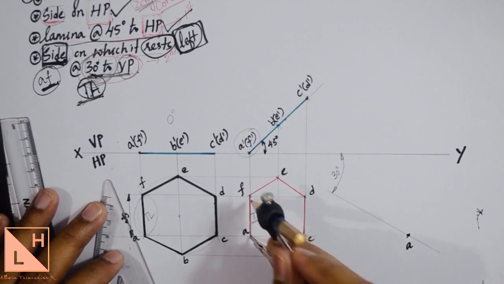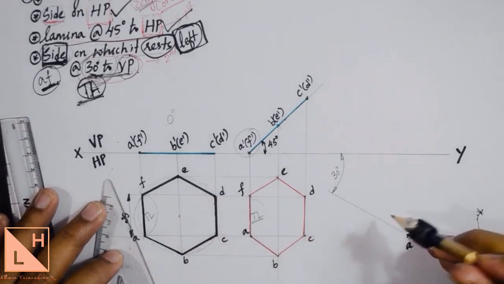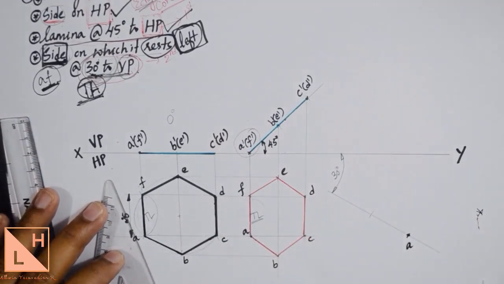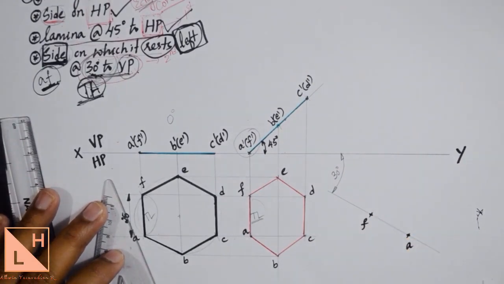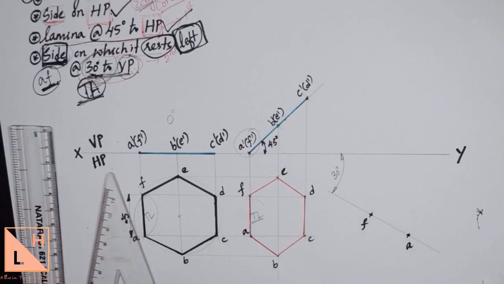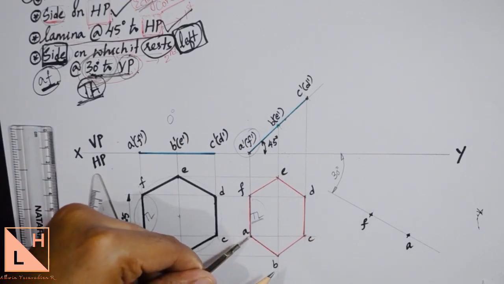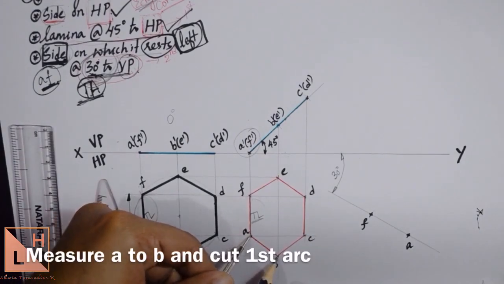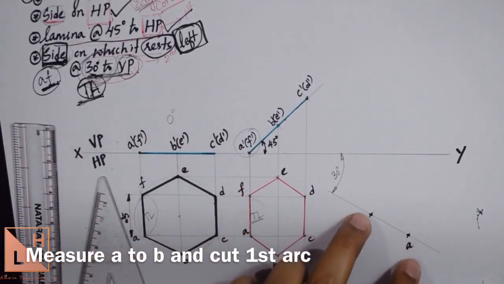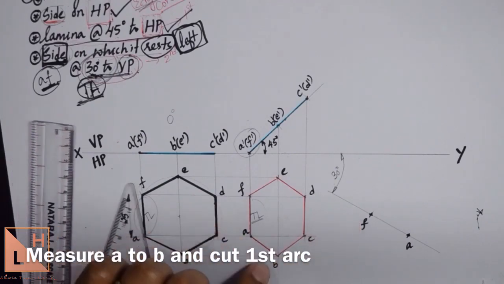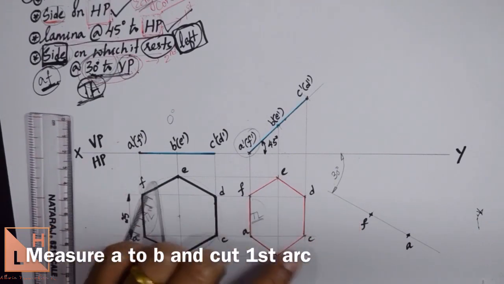So measure A to F, cut one arc here, where it intersects, that will be the point F. Mark all the remaining points as I taught you in the previous method using the arc method. You can measure A to B, and measure all the points from these two only, A and F. From the first 2 points you get here, you have to measure all the remaining distances and cut the arcs.